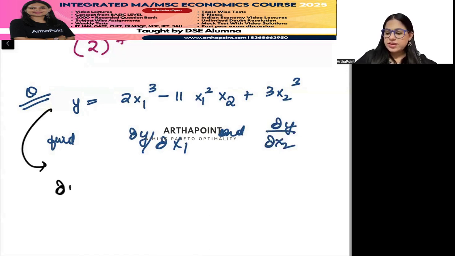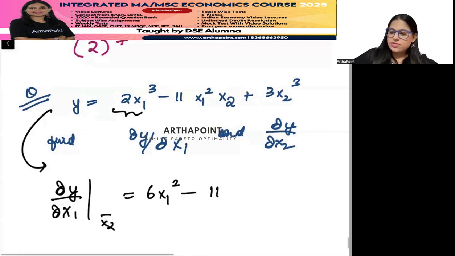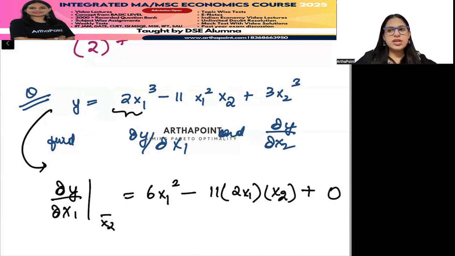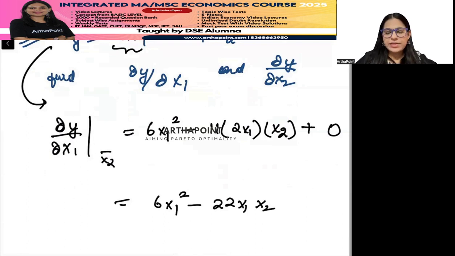So we know that when I will find del y by del x1, x2 is a constant. So differentiation of this will be 6x1 square minus 11x1 square x2. So x1 square differentiation will be 2x1 into x2 plus 0. There is no x1 in this. So this will be 6x1 square minus 22x1 x2. Right? So simple questions, beta. In maths, I don't see anything very tough being asked in the past year papers. And I think you will be able to go ahead and do these questions well.